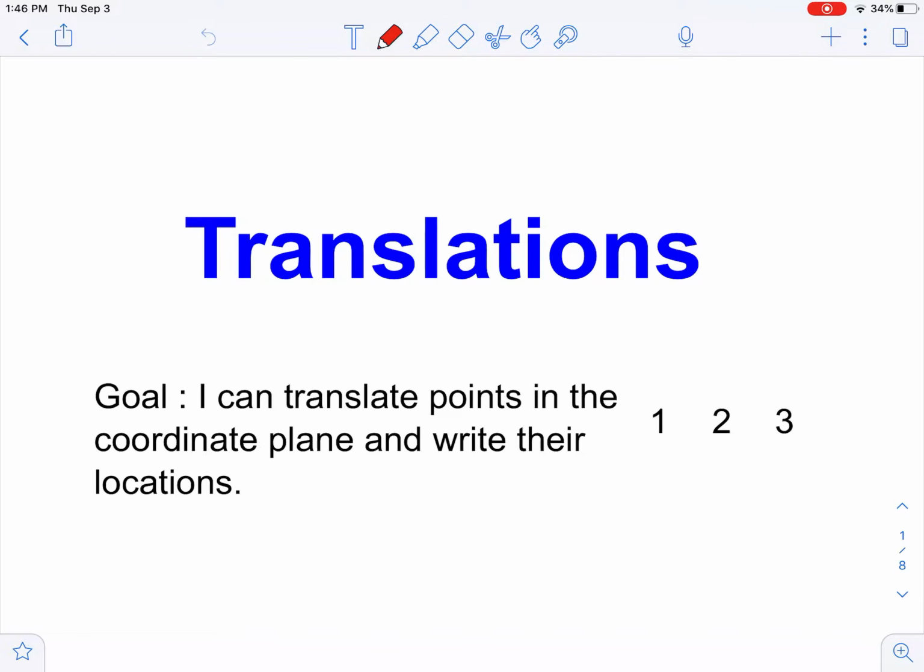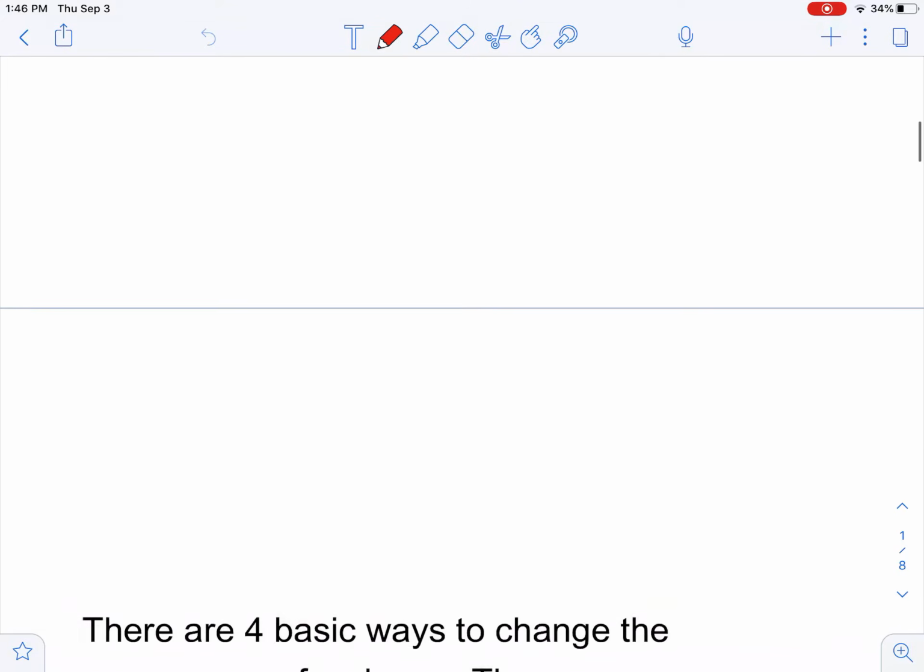You can go ahead and pre-rate yourself on how you feel about doing that. If you know what a translation is, you might feel pretty good. If you forgot what a translation is, then maybe you should give yourself a 1. And I say forgot because you did learn this in algebra.